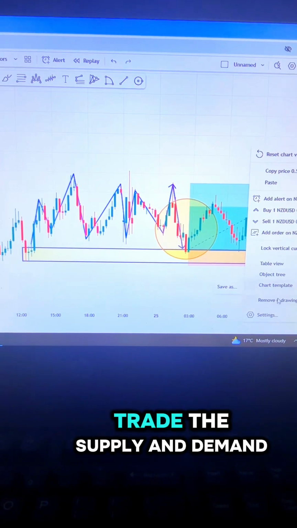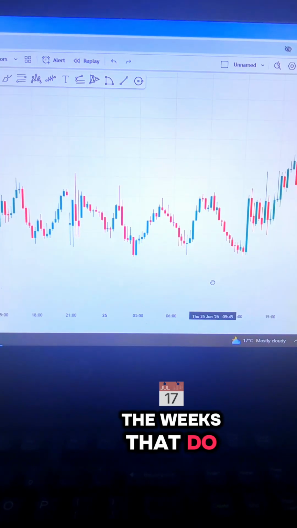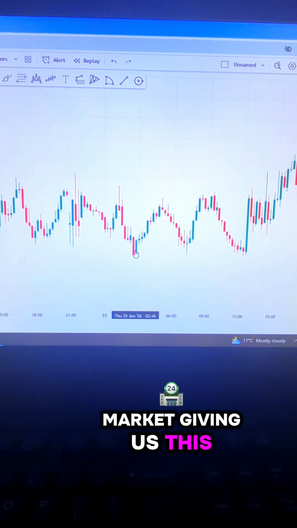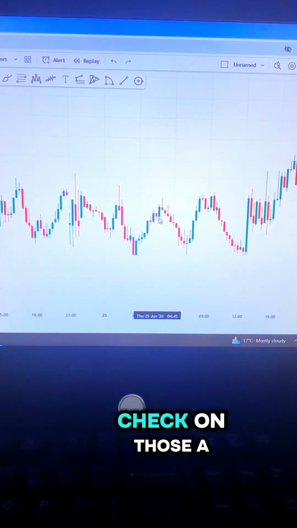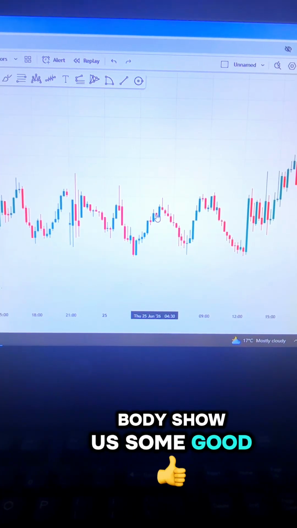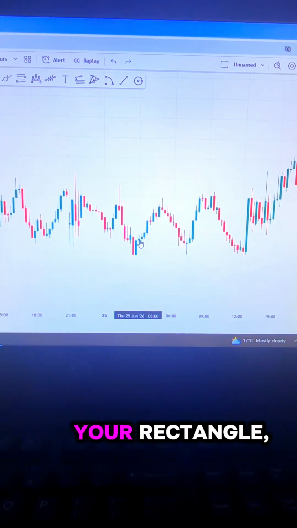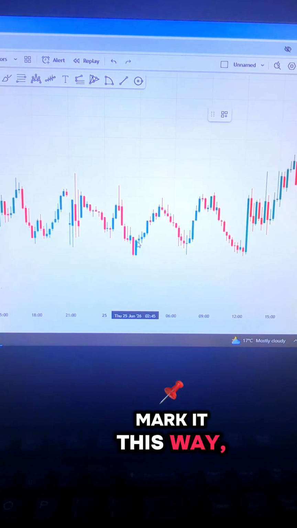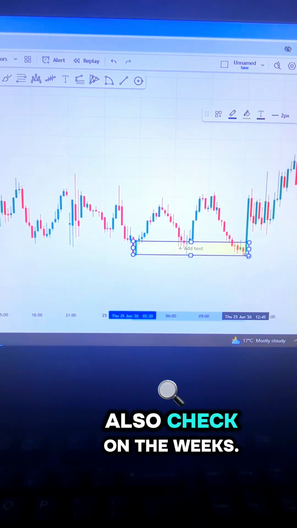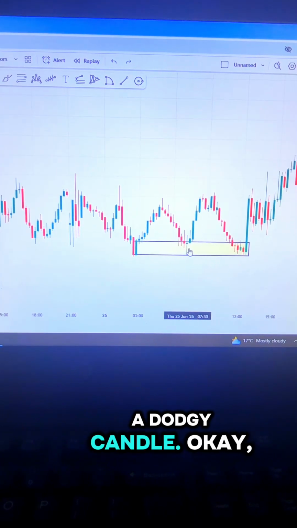Now, another way to trade supply and demand is to check the wicks that appear in the market. For example, look at this zone. The market is giving us this aggressive move. As we said, we check those bullish candles. Candles with a big body show us good momentum. So at this zone, mark the first candle with your rectangle, the full body, this way. We also check the wicks. You can see this one is a pretty good wick. I also call it a doji candle.